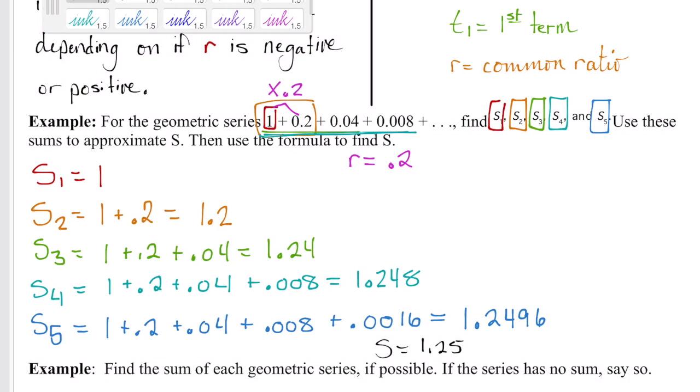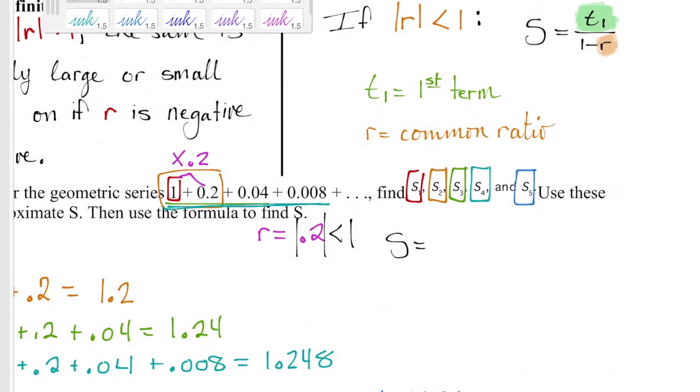Because this 0.2 is less than 1 when I do absolute values, I can use that S formula where I have the first term, so 1, over 1 minus my ratio, which is 0.2. When I plug this in, guess what I end up with? Surprise, surprise, 1.25.